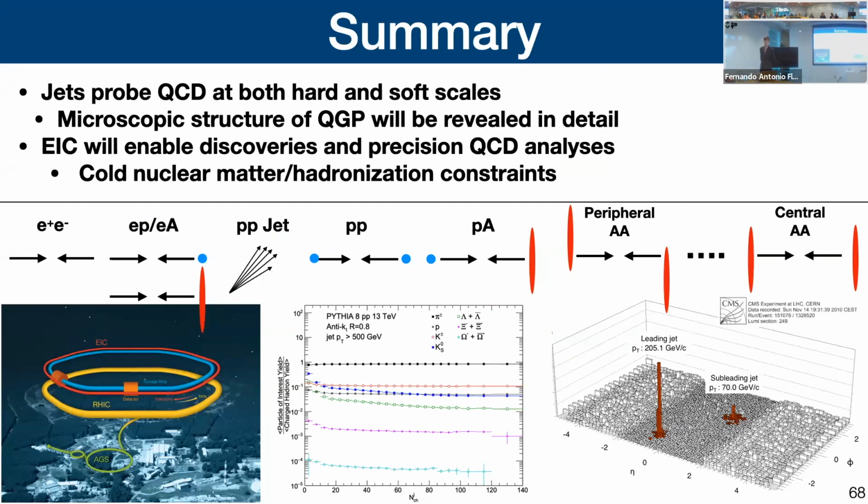Okay, so that brings me to my summary. Jets are a very useful probe of QCD at both the hard and soft scales. In fact, we can use them to probe the microscopic structure of the quark-gluon plasma to really understand what makes it, for example, a perfect liquid. I also think that the EIC, while also enabling discoveries, will allow us to do really interesting precision QCD measurements, for example, testing cold nuclear matter effects, hadronization, things like that. And hopefully we can build an understanding of QCD that spans all QCD systems, which I think is really the goal of all of this. So that brings me to the end of my talk. Thank you very much.